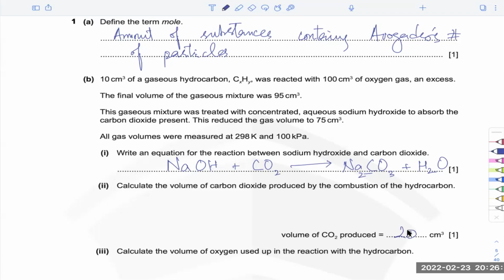Calculate the volume of carbon dioxide produced by combustion. 20. 95 was the initial minus 75. You don't need to show this step.